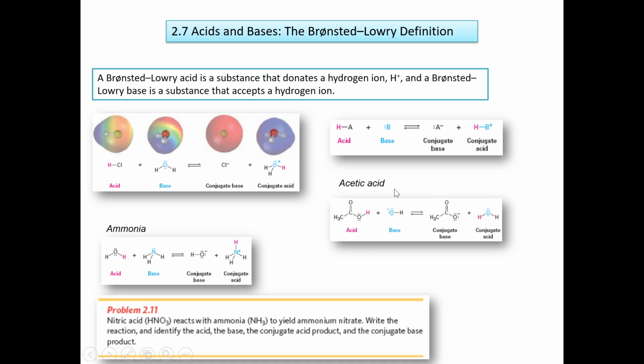Ammonia, exactly the same. Ammonia is a base. Why? Because we have a pair of electrons that can accept a proton. For example, we add water. Okay, water can lose this proton and give this proton to the ammonia to form hydroxide and the conjugate acid, that is the ammonium salt, the ammonium cation. Okay.